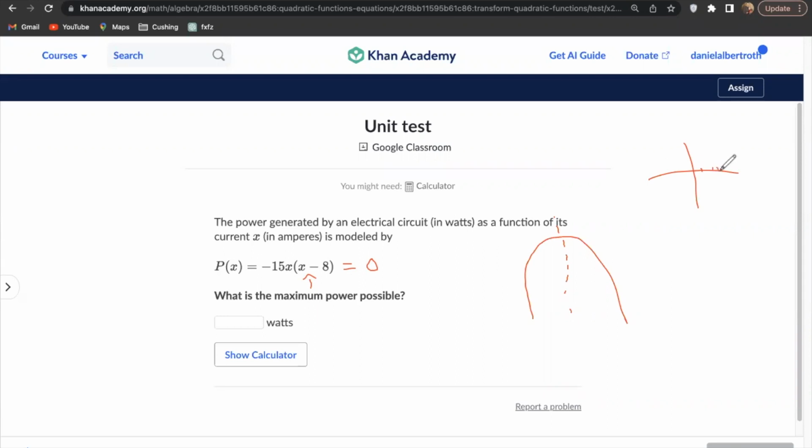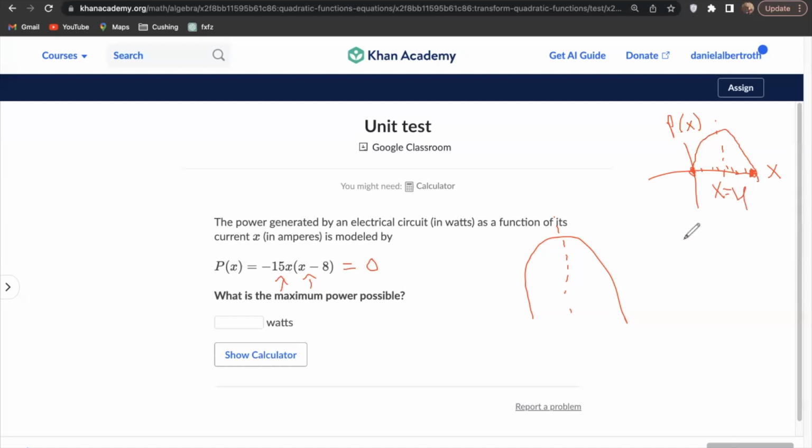1, 2, 3, 4, 5, 6, 7, 8, like that. And the other is at 0. If I plug in 0 for X, I will also get 0. So if I put in 0 current, I'll get 0 power, and that makes sense. The y-axis is measuring power as a function of current, and the x-axis is showing the current. So this function goes up and down, but the solutions are 0 and 8. So the middle is going to be where x equals 4.